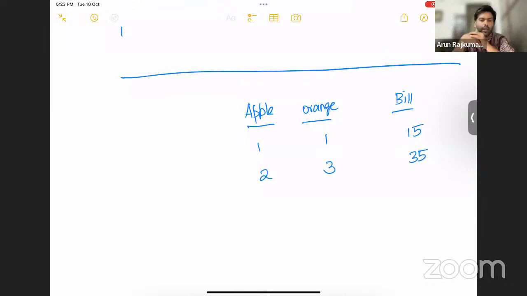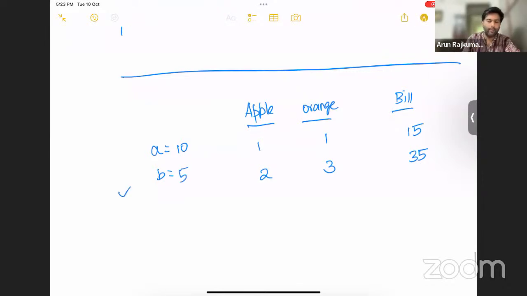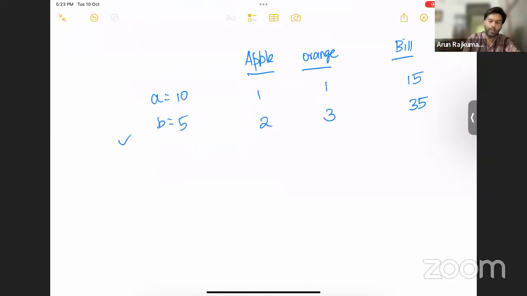Apple is 10. Great. That's correct. What about orange? Orange is 5. Excellent. So that is correct, right? So orange is 5. So this is correct. Great. So now you know how to solve this problem.